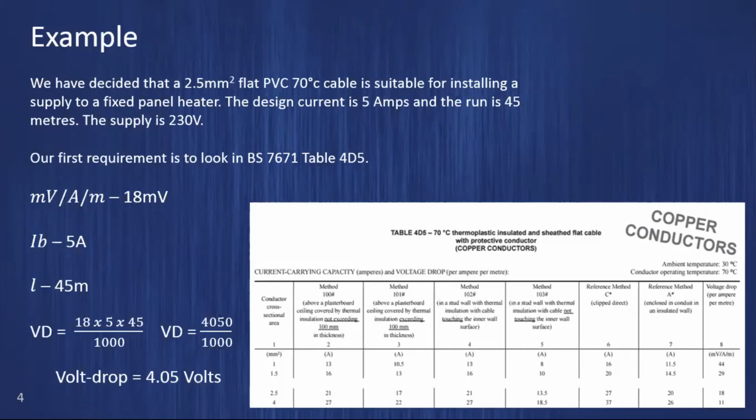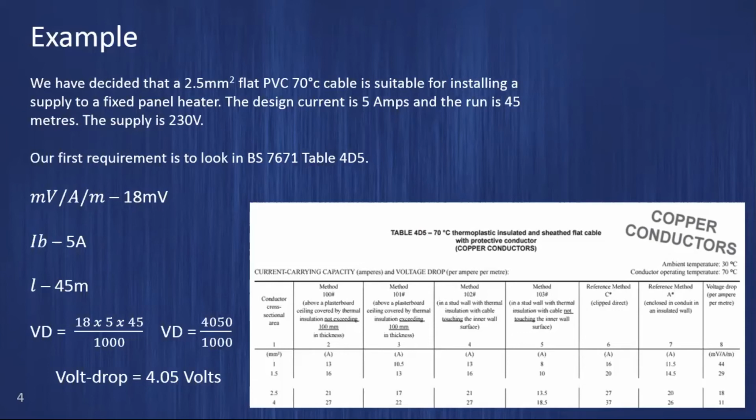This table slightly differs from the others because it shows the current carrying capacities as normal, and then it has a separate column over on the right hand side for the voltage drop values. So first of all, we have to take the information from our scenario and look for the millivolts per amp per meter value. If we look down the far left column down to 2.5mm for the size of our conductor, and then follow that across all the way to the far right column, we can see our mV/A/m value is 18.